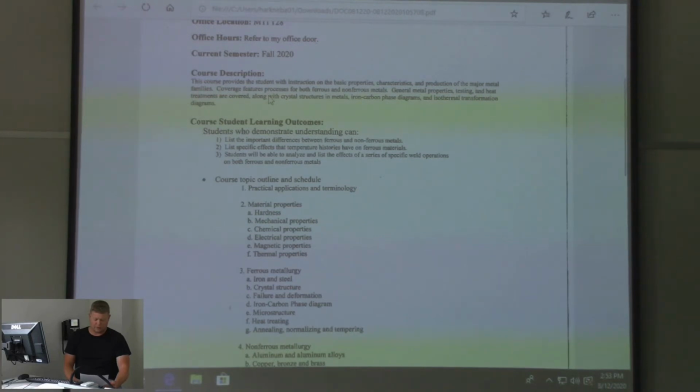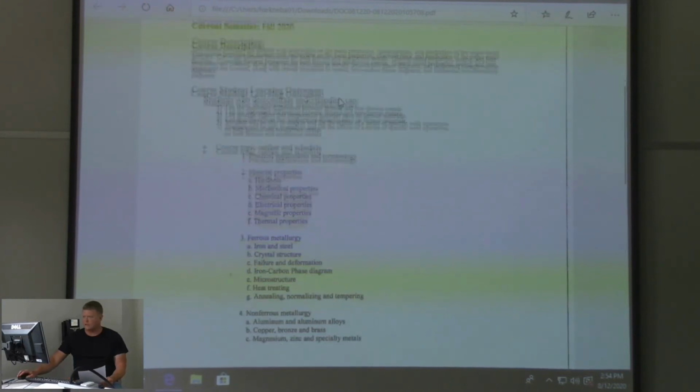Let's see, where are we? Students will be able to analyze and list the effects of a series of specific weld operations on both ferrous and non-ferrous metals. We go out there and we weld things together and we cut and etch it. Then you can see the differences in the microstructures in the weld metal, on the edge of the weld metal, and then back to the base metal. With the online stuff, anything that I'm talking about in the lab, I will video it, doing it in the lab, and then I will put it in with one of the lecture numbers, so that'd probably be like lecture 6 or something.